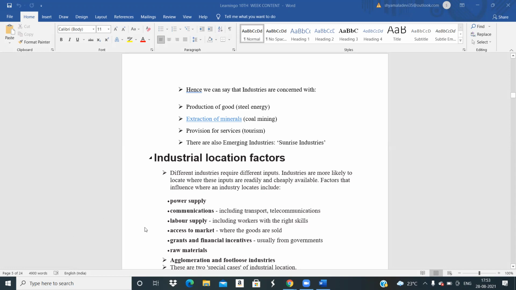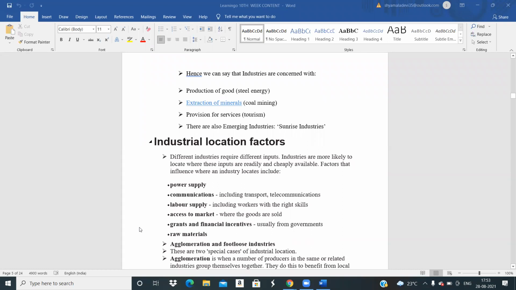Next is access to the market. Access to the market matters because a company should not spend more money on transporting the goods than on selling the goods. So access to the market should always be very near, where they will not be spending much money on transport.